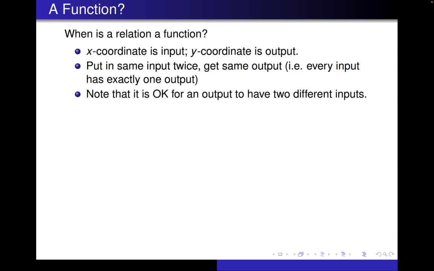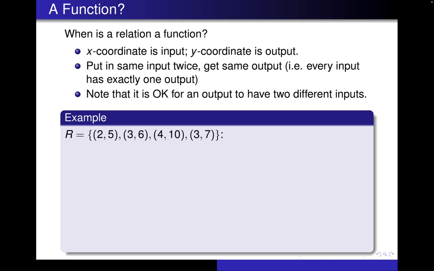It is okay, by the way, for an output to have two different inputs. So you can have one input that gives you an output, and another different input that gives you the same output. That is okay, but not the other way around. So here's an example of a relation. This is a perfectly good relation. We just list 4 ordered pairs that tell us what numbers are related. Question: is this going to be a function?